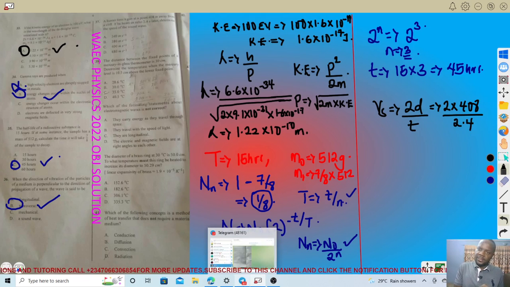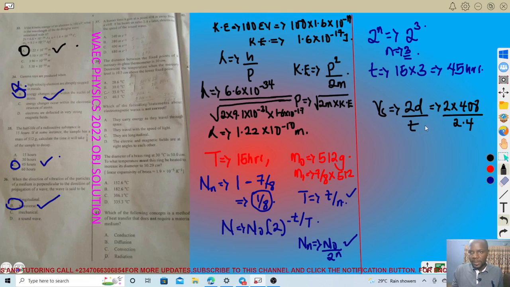I think this is 680. But let me verify. 2 times 408 divided by 2.4 is 340 meters per second. So that is the right answer to this question.